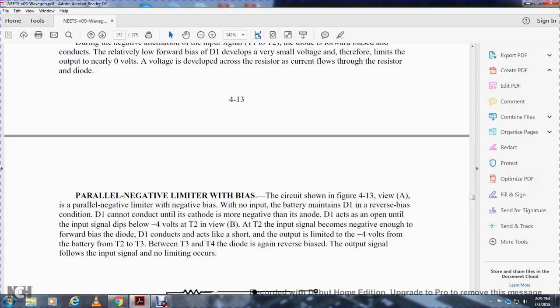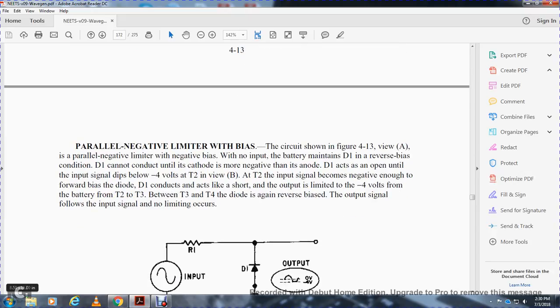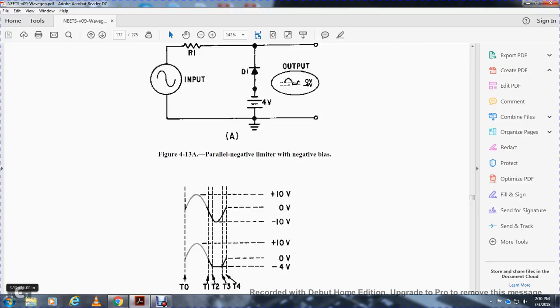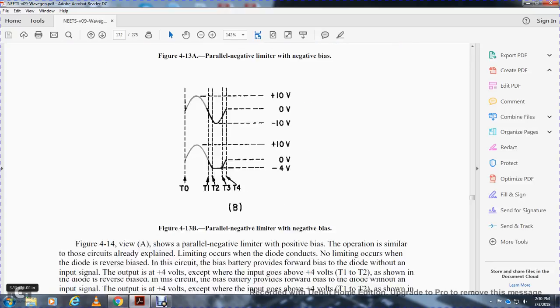View B, time interval 2. The input signal becomes negative enough to forward bias diode 1, so it conducts and acts like a short. The output is limited to negative 4 volts from the battery from time 2 to 3. Between time 3 and 4, the diode is again reverse biased, and no limiting of the input signal occurs. Figure 4-13 shows the parallel negative limiter with a negative bias.